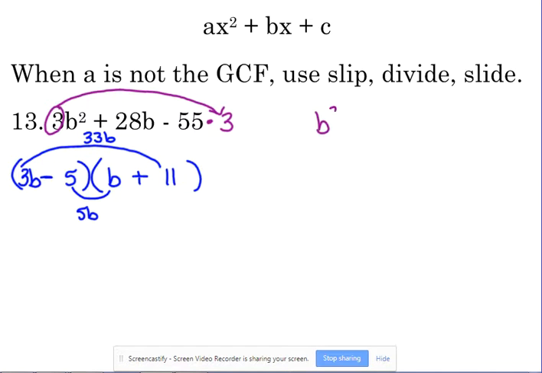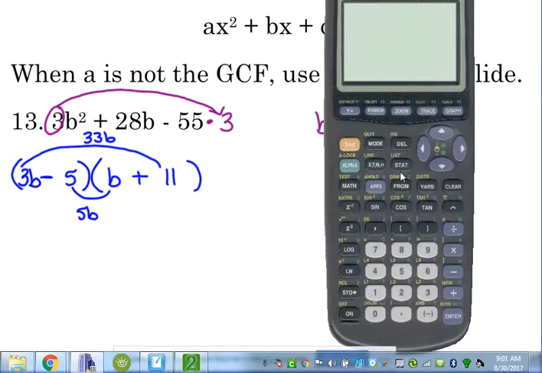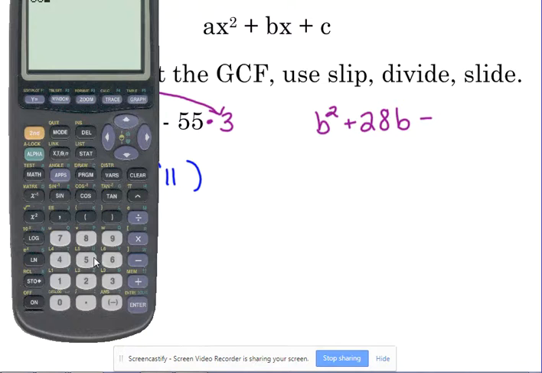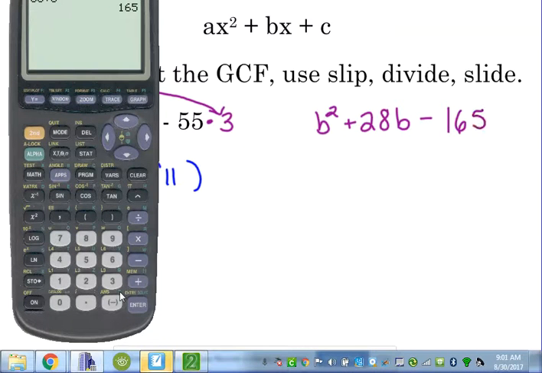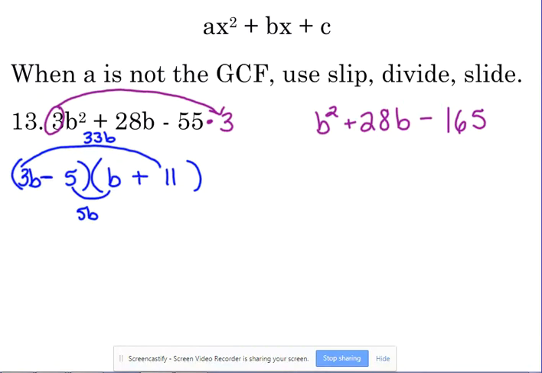So now our problem becomes b squared plus 28b minus, I think that's like 165 or so. But let me make sure, 55 times 3. Yeah, 165. Now we've turned this into a problem where our leading coefficient is 1, so we're doing what we've just been doing. I can automatically write down b and b. My last sign is a negative, so that means I have opposite signs. So I have a plus and a minus.